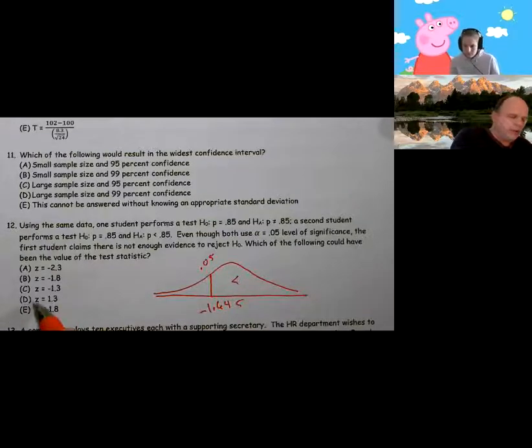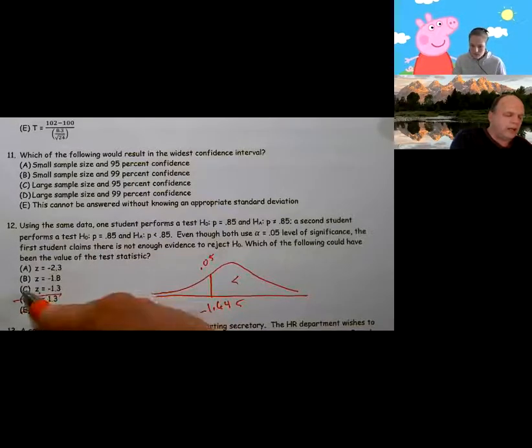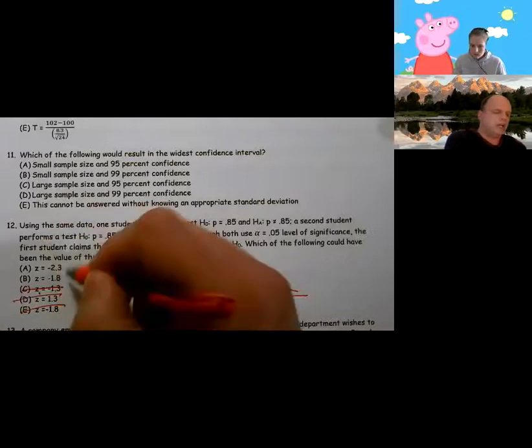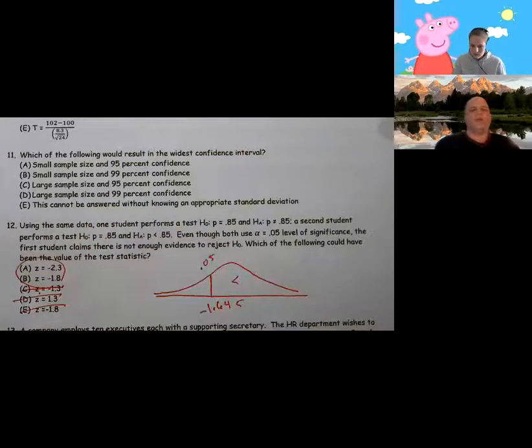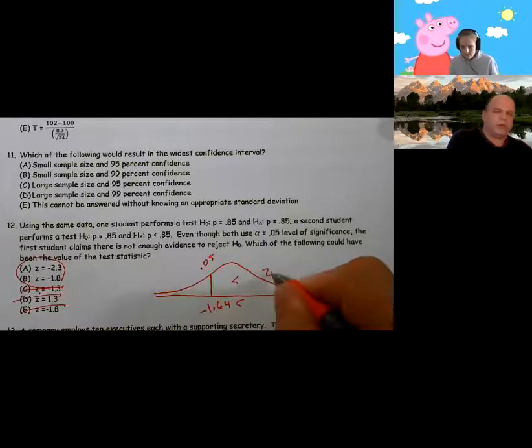So that gets rid of this. It also gets rid of the negative 1.3 because it's not far enough to the left. So any of these two values, the second student would have rejected. So this is the second student.